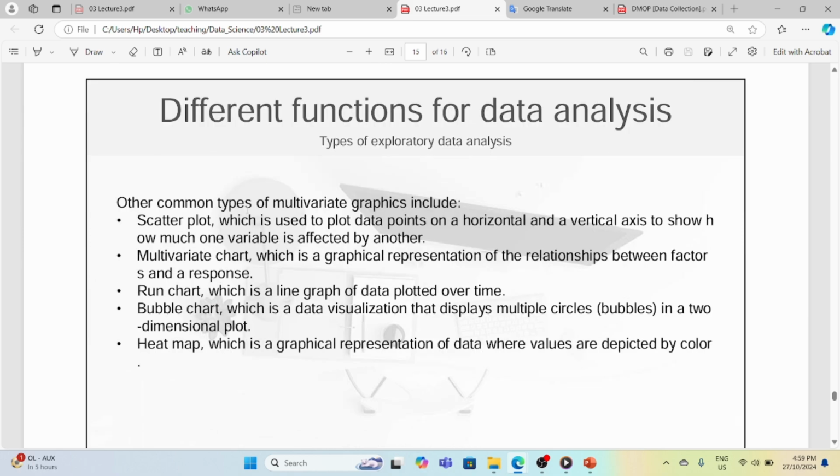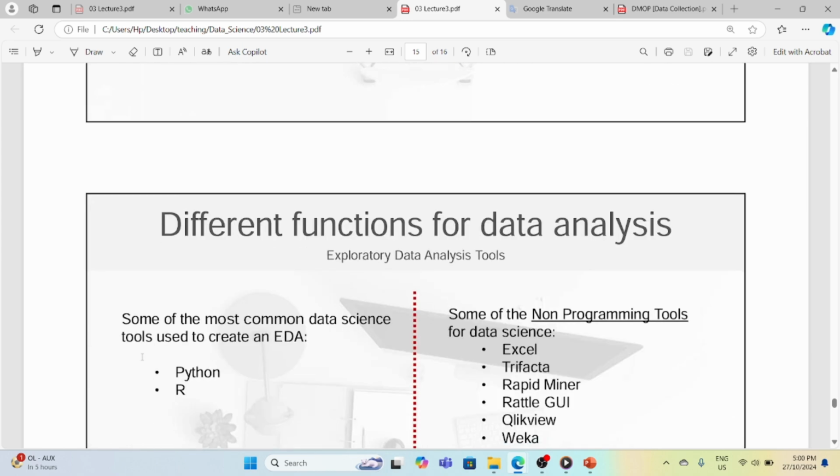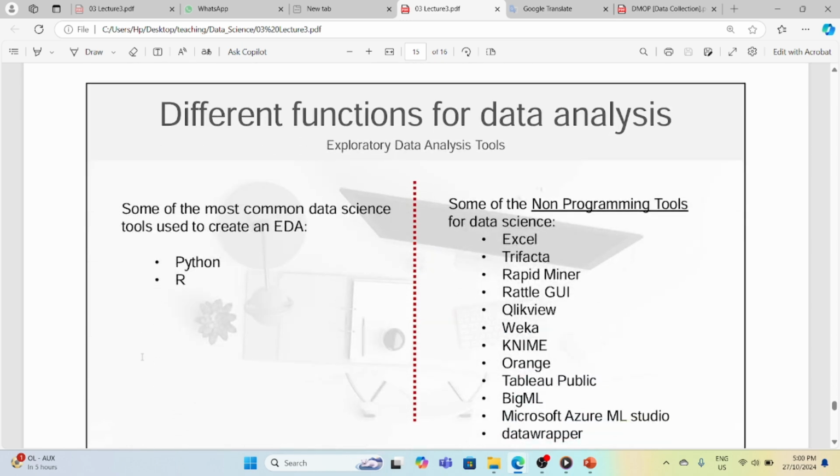See the types of graphical methods, graphical visualization for multivariate data. Okay, a scatter plot, multivariate chart, which is a graphical representation of the relation between the factors and the response, run chart, bubble chart, and heat map. Okay, so these are the different functions for data analysis.